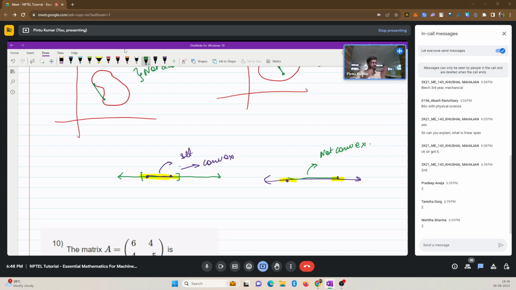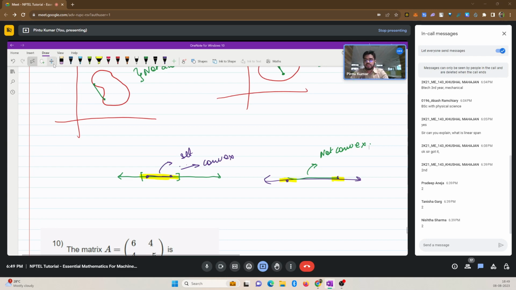Similarly, in R3 you can imagine that cubes, cuboids or spheres are all convex sets. If somebody asks you to check whether a particular set is convex or not, the best way, if you can draw it, is to draw it and see whether the line that you join remains inside that set or moves out of that set.